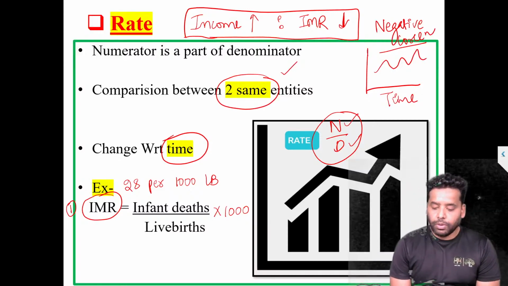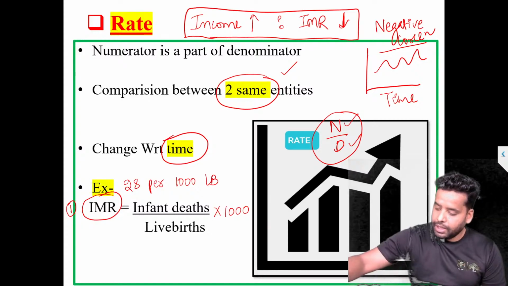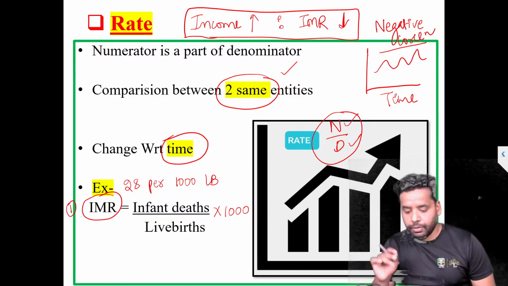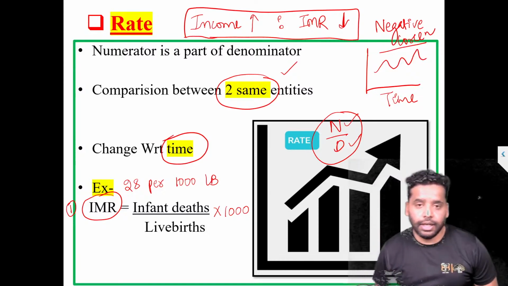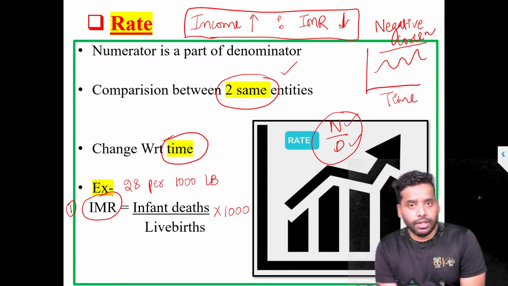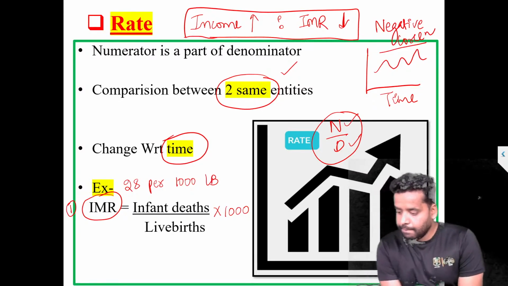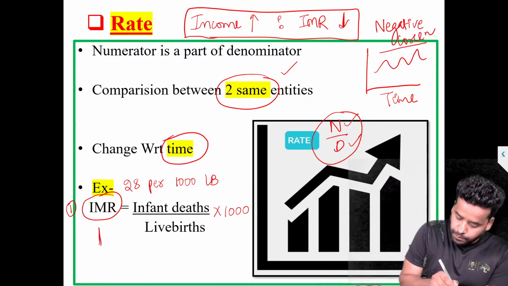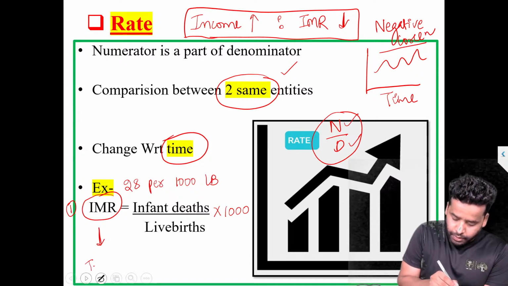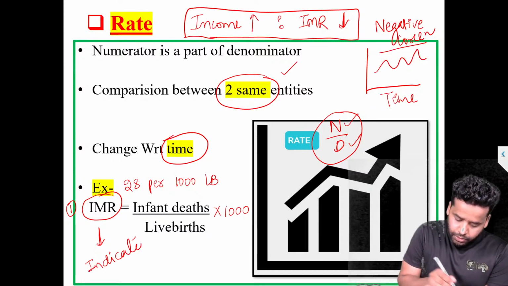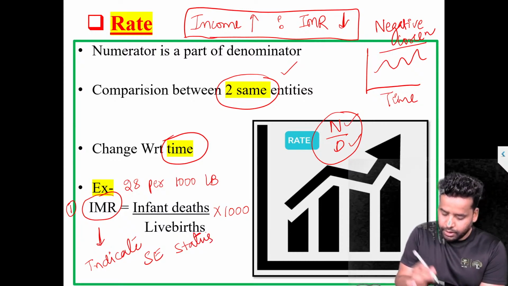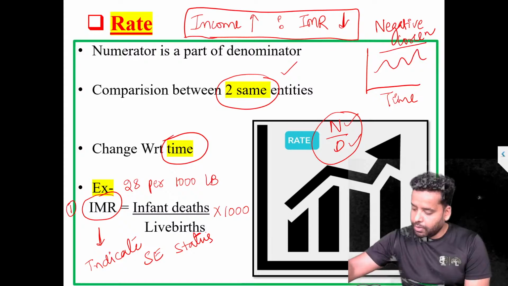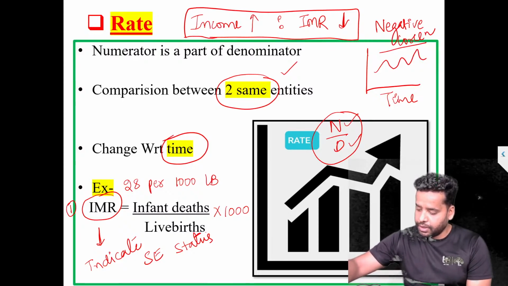So tell me one more point. Listen. Infant mortality rate can indicate socio-economic status of a country. Indirectly, I'm telling. Tell me true or false. Infant mortality rate can indicate socio-economic status of a country. True or false? True statement. Write this word. Very important. Infant mortality rate can indicate socio-economic status. Very good.